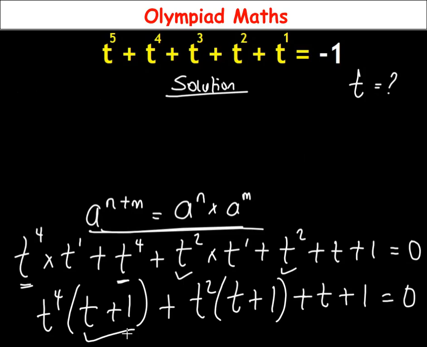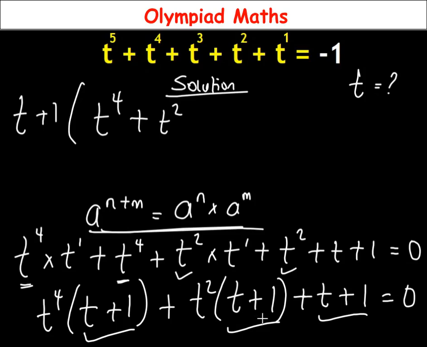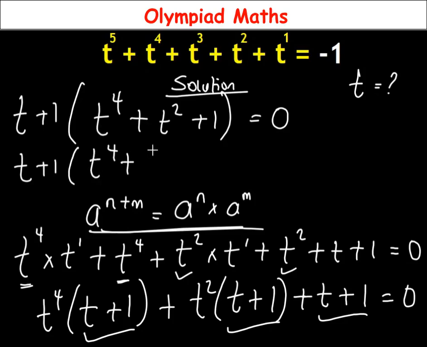Looking at this, t plus 1, t plus 1, and t plus 1 is a common factor here. So factorize out t plus 1. Bringing out t plus 1, we are left with, from here, t power of 4, and also from here, plus t squared, and if you bring out t plus 1 from here, what remains is plus 1, all equal to 0. Next, we have t plus 1 in bracket, t raised to the power 4 plus t raised to the power 2 plus 1.